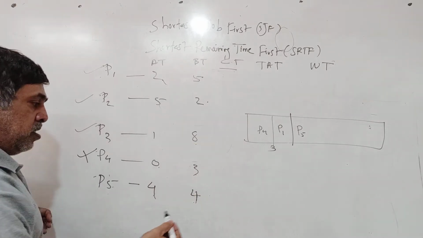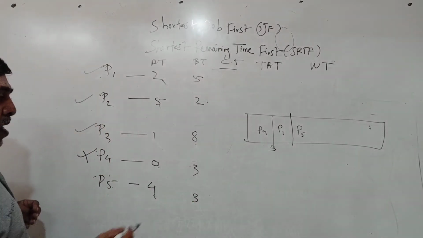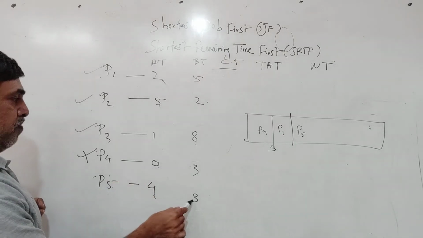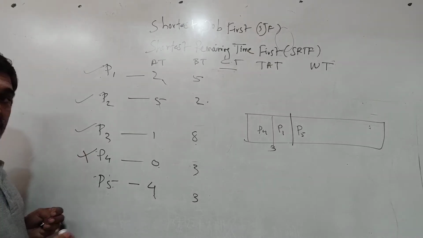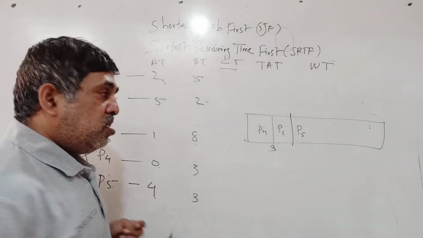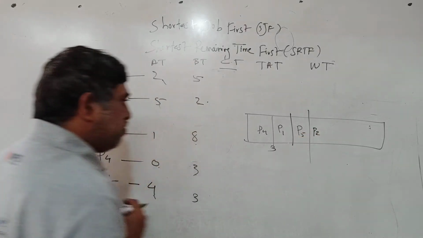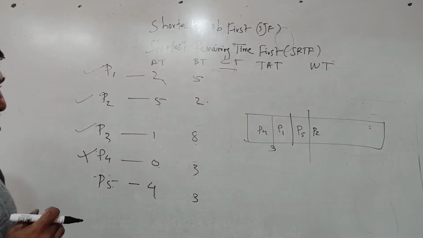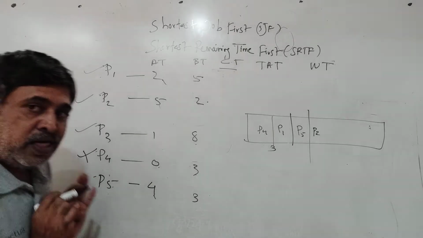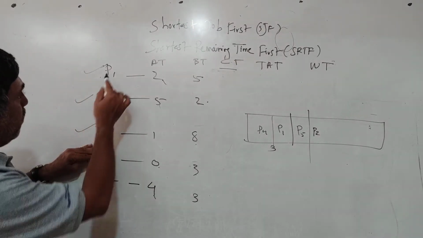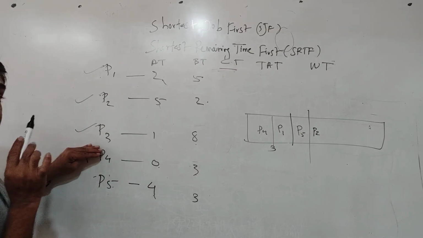If I say 4 minus 1, it is 3, and now if I compare 3 with 8, with 2 and 5, P2 is having the lowest burst. So now P5 is again thrown out, P2 is taken up for execution. Now everybody has arrived. There is no question of P4. P4 is already executed. So now P1 is arrived, P2 is arrived, P3 is arrived, P5 is also there.